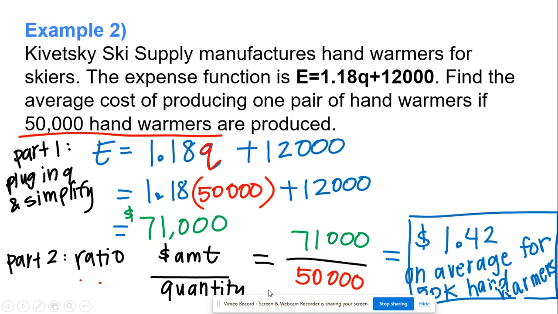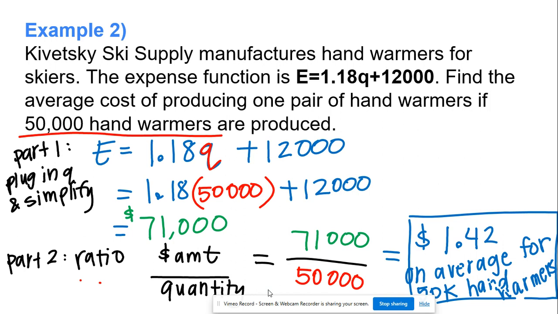Then we said, hey, these people are going to manufacture the Kavetsky ski supply. They're going to manufacture hand warmers, and their expense function is 1.18Q plus 12,000. If we wanted to find the average cost of producing hand warmers, if we produce 50,000, we first needed to set up our total expense function as it's given to us, replace the quantity with the 50,000 that we're going to make, and simplify that. We ended up getting our expenses equal to 71,000.